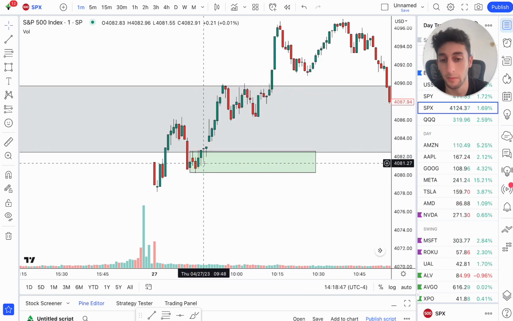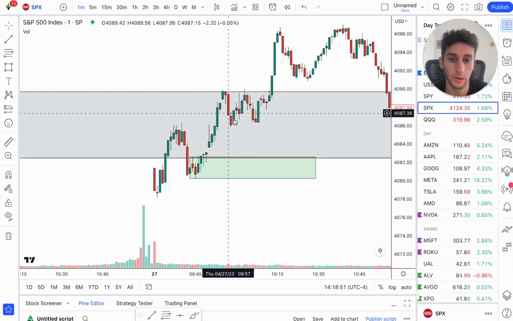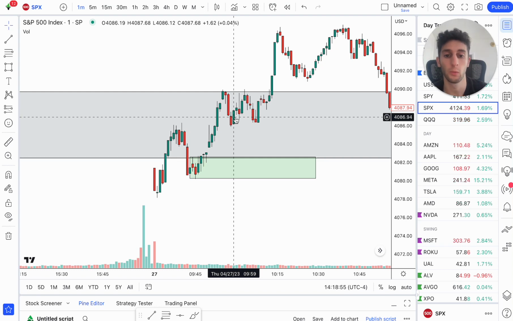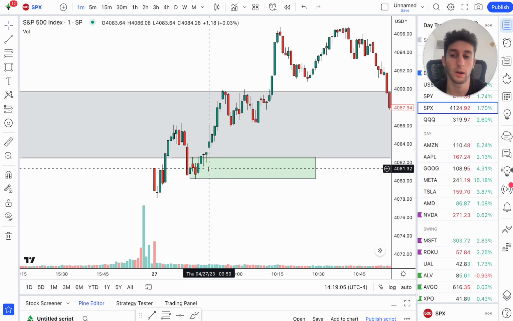So we have this 1 minute demand, we have this 15-minute or hourly supply zone, right? Price comes up to it. Now you're thinking, okay, do I want to get short yet? Do I want to get long? What do I want to do? Well, price is still in a supply zone. So if price is in supply, I don't really want to be getting long. But we haven't broke demand yet, so I don't really want to be getting short either. So in this case, I simply don't do anything, right?